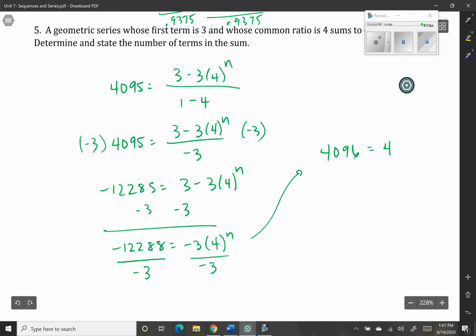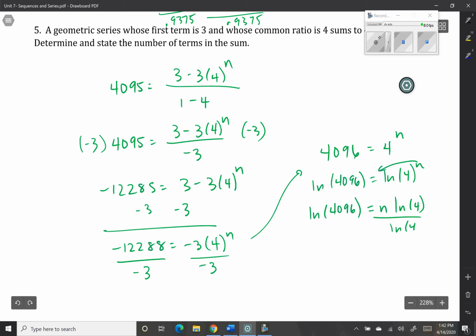We get 4,096 is equal to 4 to the n. Then from here, we could take the natural log of both sides. I know you don't like seeing this in a problem, but it does keep coming back. The n comes to the front, so I have the natural log of 4,096 is equal to n times the natural log of 4. Divide both sides by the natural log of 4.